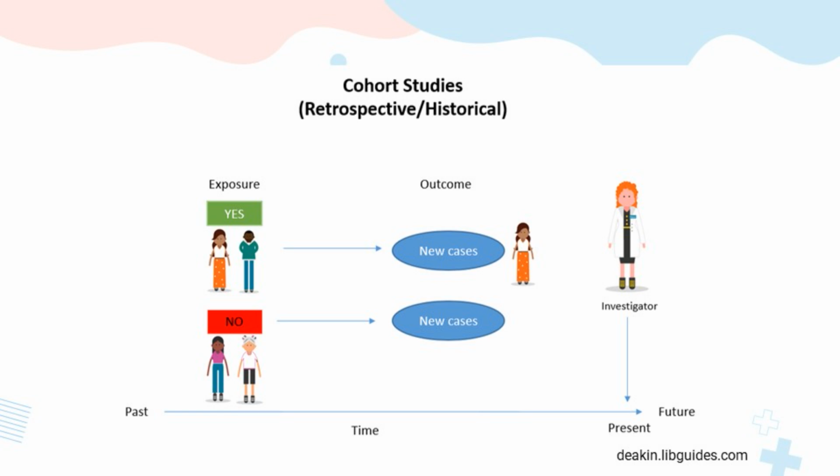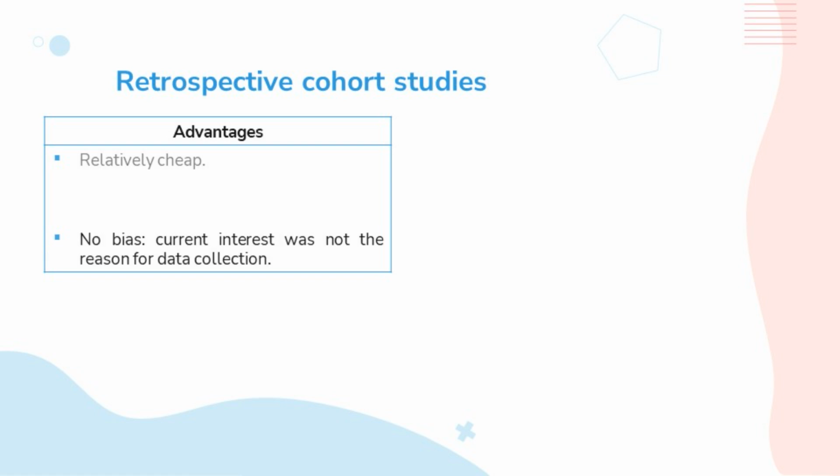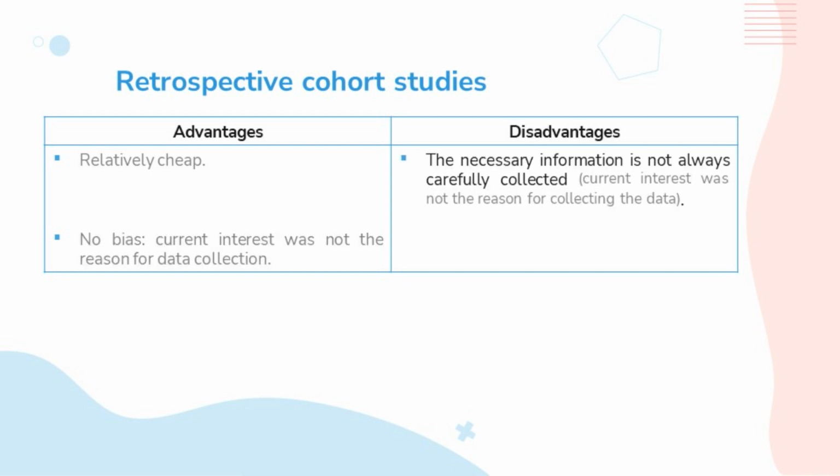You study a risk factor and see if it might be associated with a disease. People are divided by exposure. Retrospective studies are much cheaper because the data has already been collected. No bias because the outcome of the current interest was not the original reason for collecting the data. However, since the information available was not collected for the purpose of the present retrospective cohort study, there is a high probability that all the necessary information will not be available.